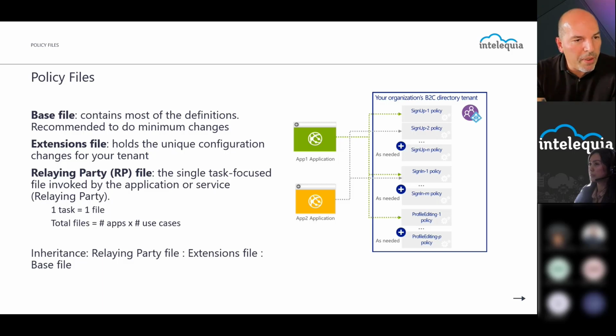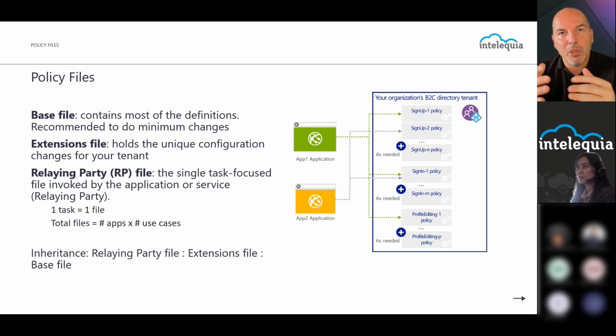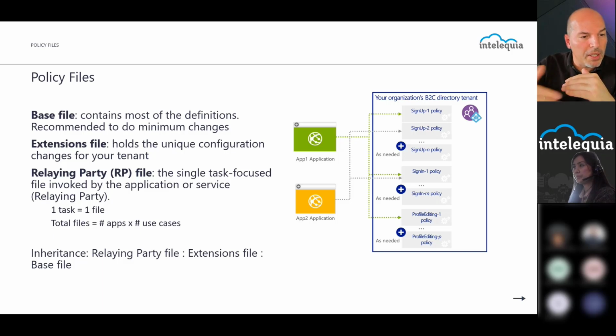Then you have the extension file. Normally the base file is generic for almost everyone, so the extension file is where you put your specific things for your tenant. If you are going to use a new claim that is not normally known, that is unique to you, you will create it in that extension file. And finally, you create a third one, which is a relying party, which depends mostly on the application or scenario. For example, sign in is a relying party file, and sign in is the name of the policy. If you have reset password, that is another relying party that depends on the extension and the base. So this is like an inheritance that you can also override.